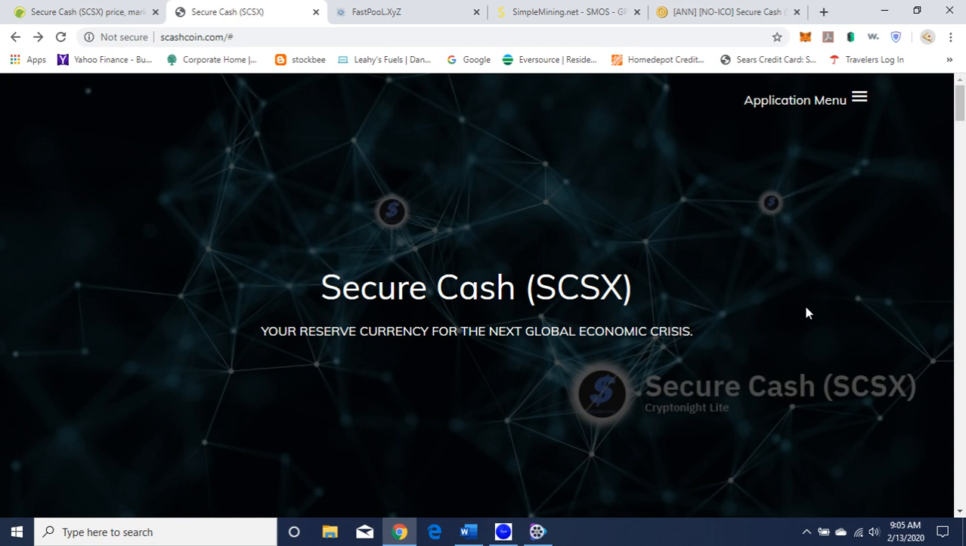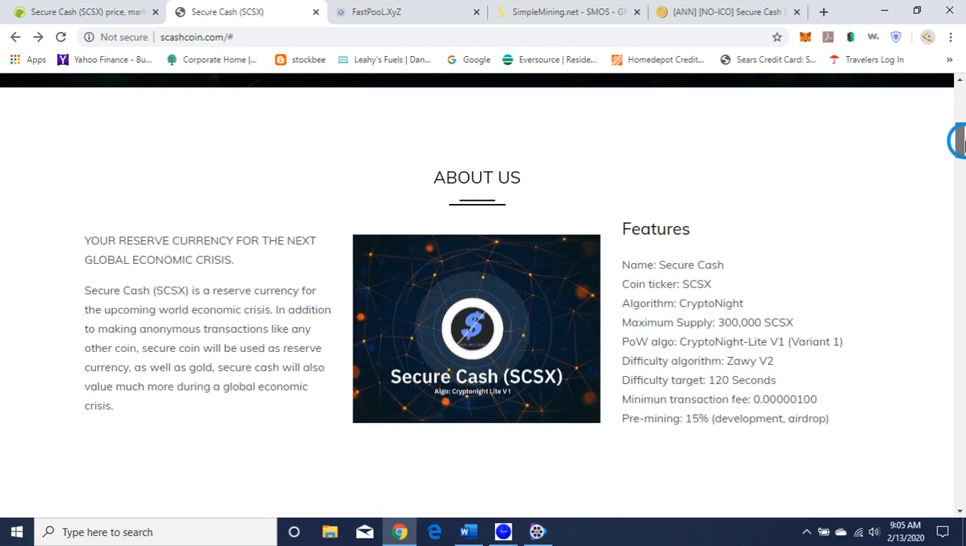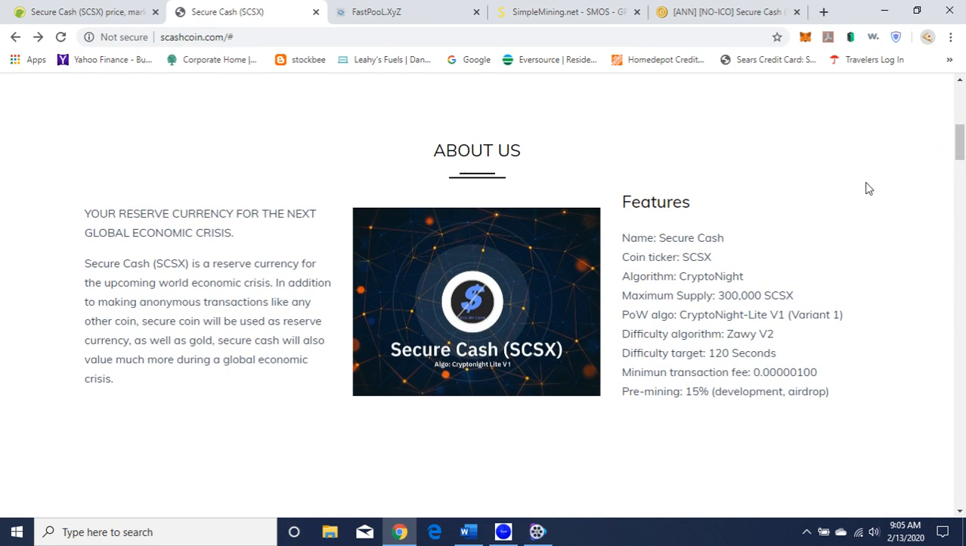So today I want to talk about Secure Cash and how to mine it. I'm on their website, scashcoin.com. I'll leave that in the description. Your reserve currency for the next global economic crisis. Using the Cryptonight-Lite algorithm, let's read about it. Your reserve currency for the next global economic crisis, Secure Cash, is a reserve currency for the upcoming world economic crisis. In addition to making anonymous transactions like any other coin, Secure Coin will be used as reserve currency as well as gold. Secure Cash will also value much more during a global economic crisis.